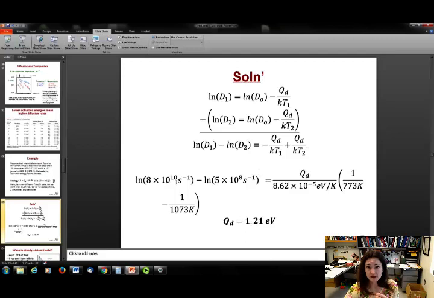Now I just plug in the values given to me in the problem, the 8 times 10 to the 10th, 5 times 10 to the 8th, and the two temperatures, which I have to switch over to Kelvin, 773 and 1073 Kelvin, and then I solve for Qd. When I do that, as long as I use Boltzmann's constant in eV per Kelvin, 8.62 times 10 to the minus 5 eV per Kelvin, I'm going to get my units of Qd in eV. And that gives me my activation energy, 1.21 eV.